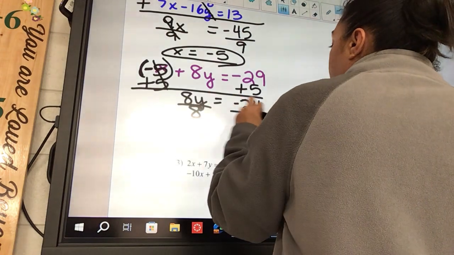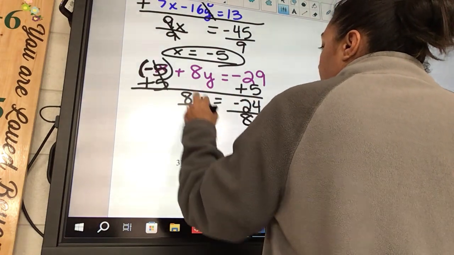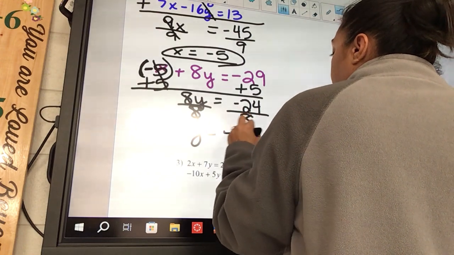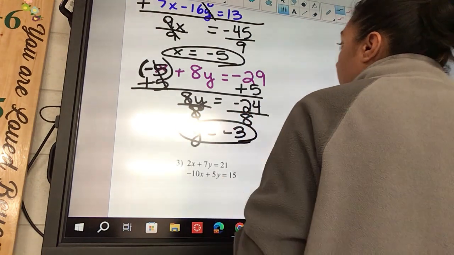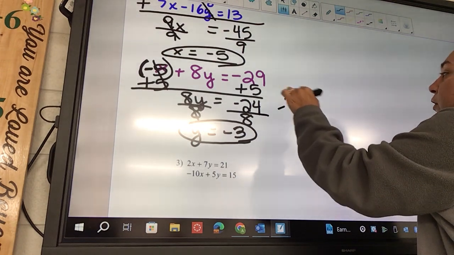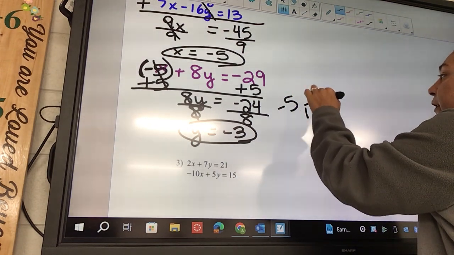How do we know when to subtract and add again? Hold on. Okay, and so for our coordinate we're going to say negative 5, negative 3.